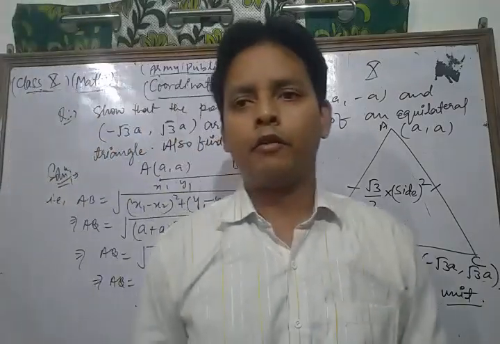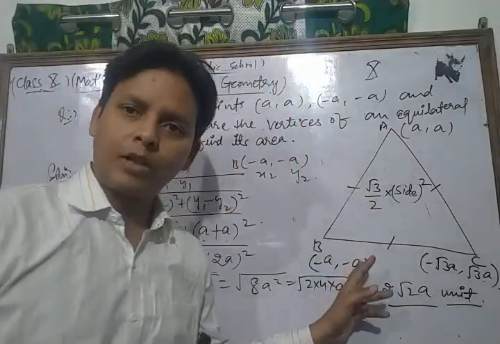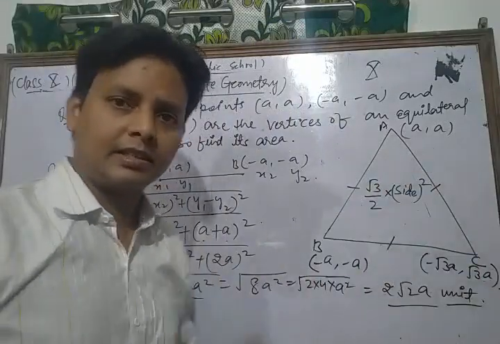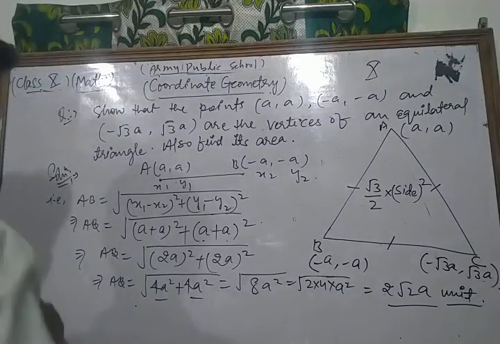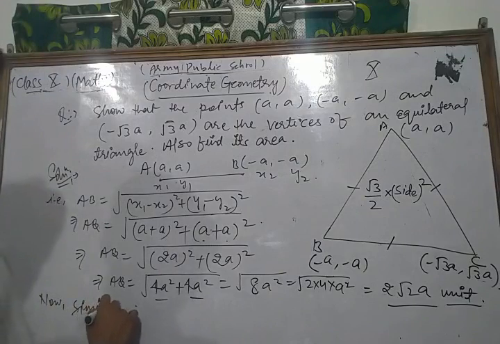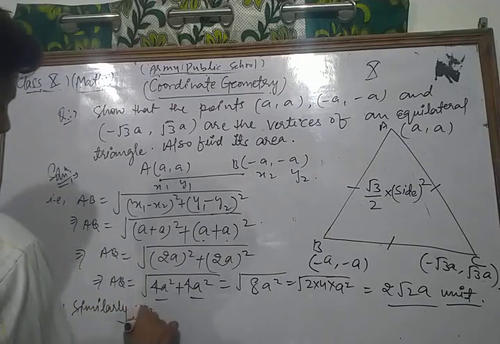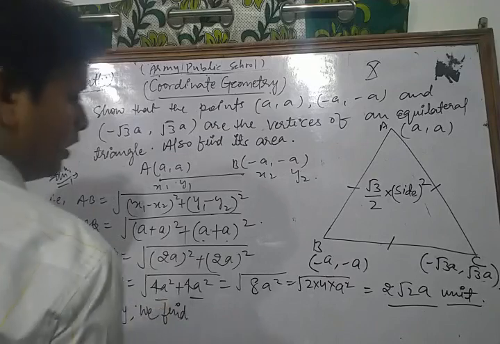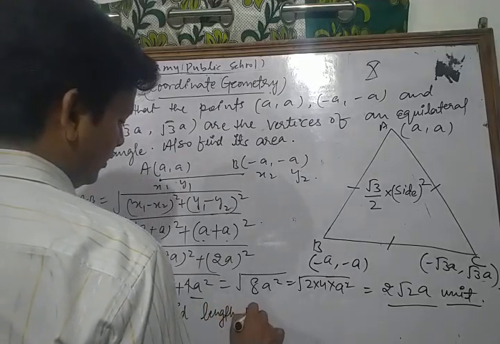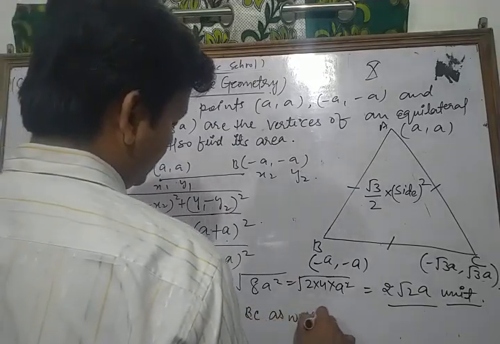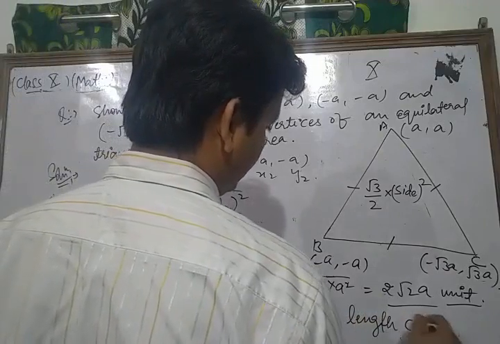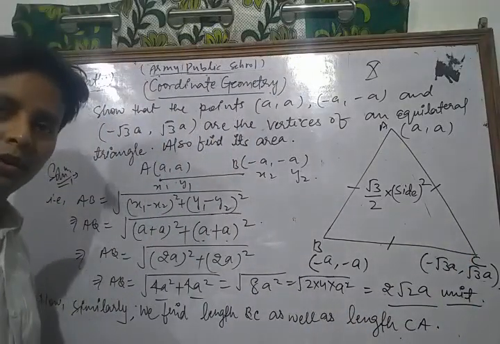Similarly, we find the length BC, and then we find the length CA. Let's see. Now, similarly, dear friends, we find length BC as well as length CA. Okay, now let's see.